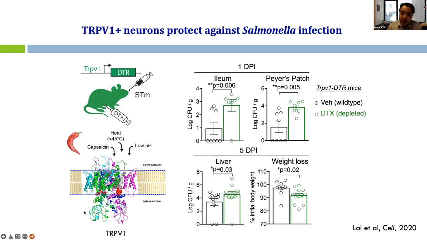What Nikki found in our lab is that by targeting these neurons, we have deficient host defense. Now we're looking at bacterial spread. This is recovery of bacteria from different tissues. Nociceptor depleted mice had a lot more salmonella infecting the ileum and the Peyer's patch in the small intestine at early time points, and then spreading to the liver at day 5 post-infection.